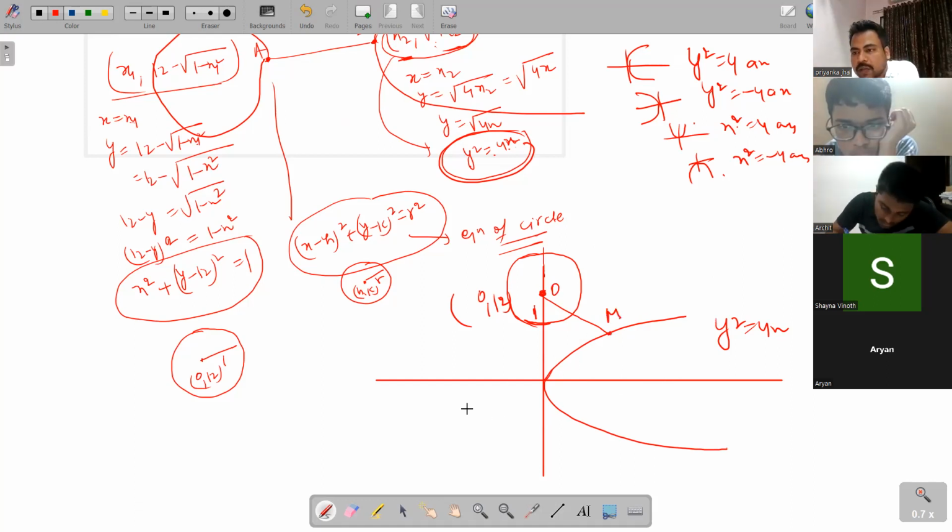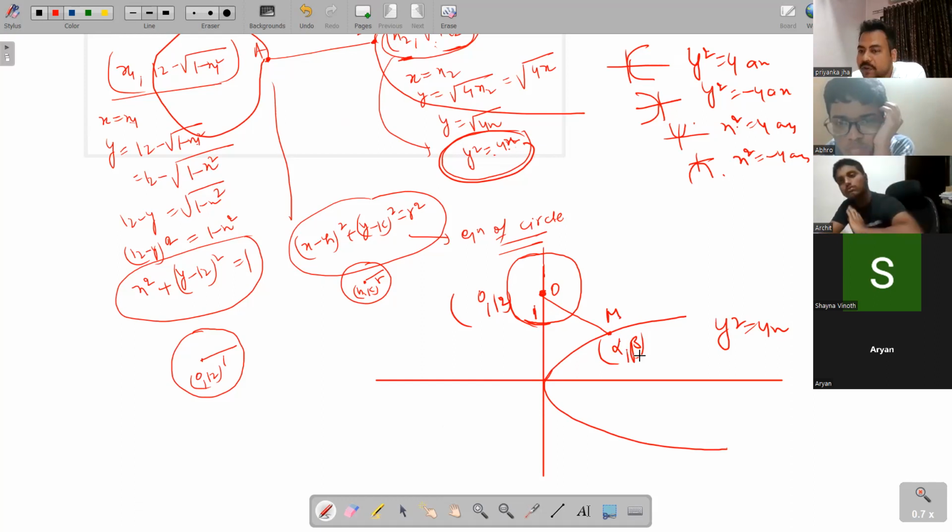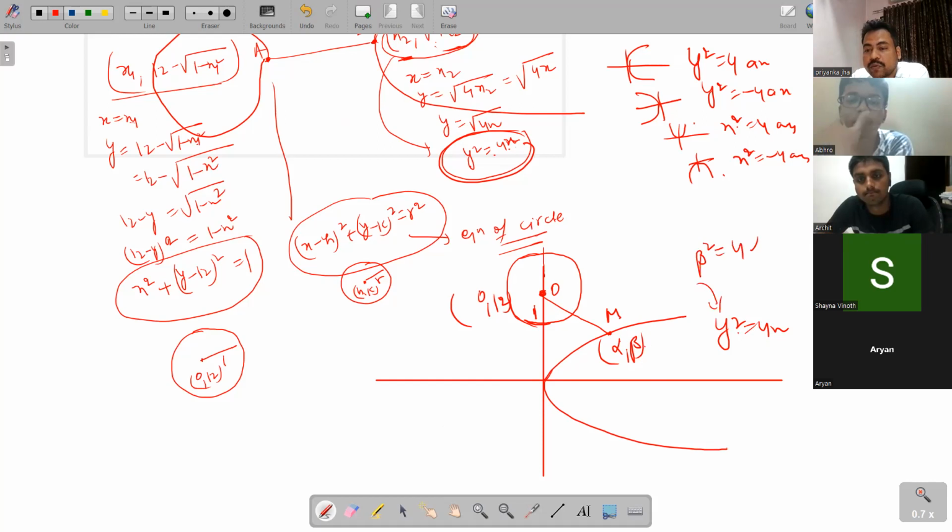So this point lies on this parabola. Suppose this point is alpha comma beta. I'm just assuming the coordinate of this point. I'm just telling you the layman way. So we know this coordinate 0, 12. And on this parabola, we assume that the coordinate of this point is alpha comma beta. So this point must satisfy this parabola. So beta square equal to 4 alpha.